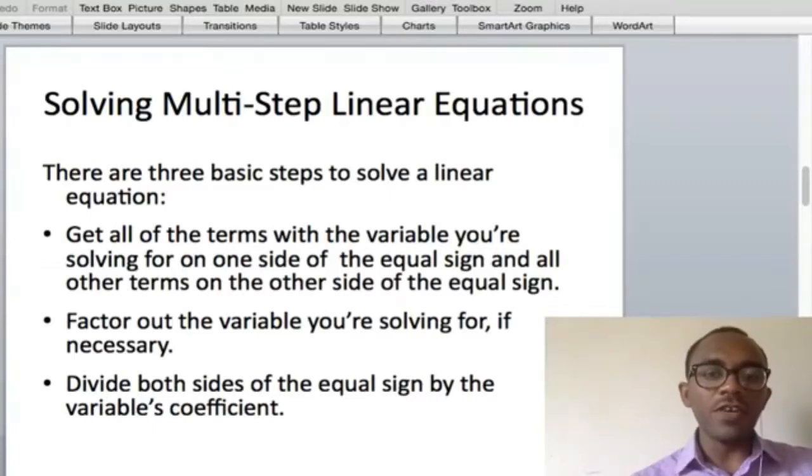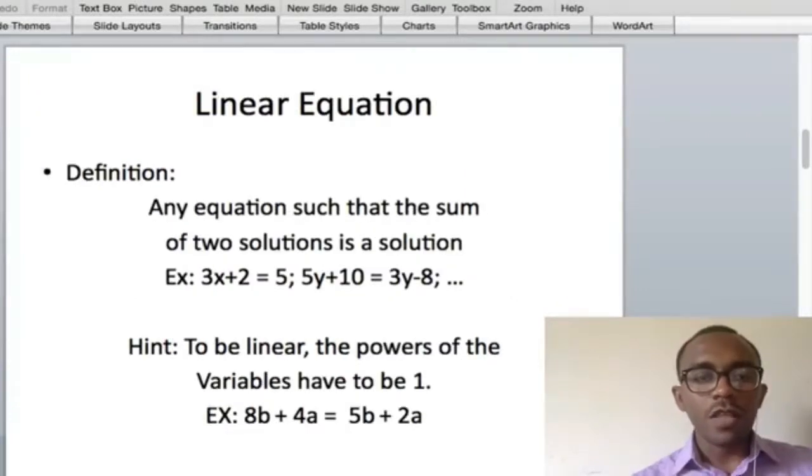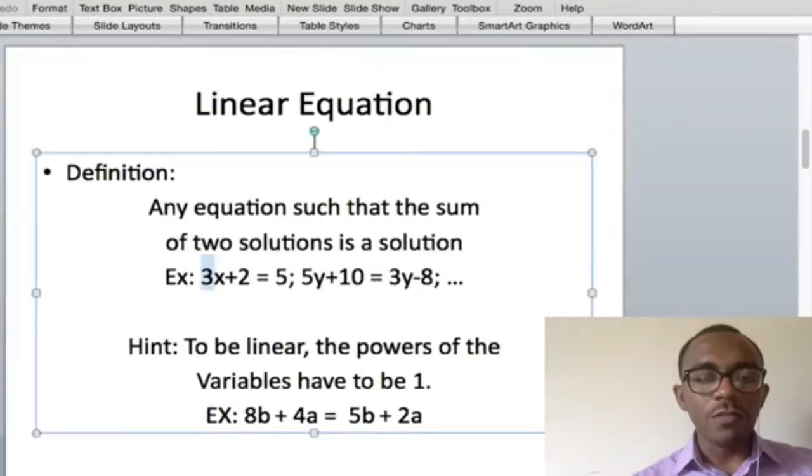Divide both sides of the equal sign by the coefficient. So that's what we're going to apply. Now, as we mentioned, if you remember, let me go back again to the previous one. 3x plus 2, 3 was the coefficient. Okay? 3x plus 2, 3 is the coefficient.